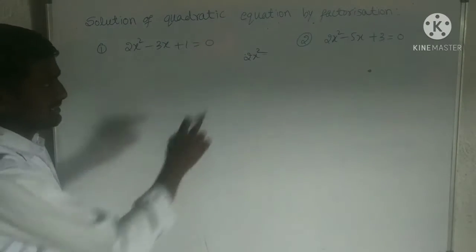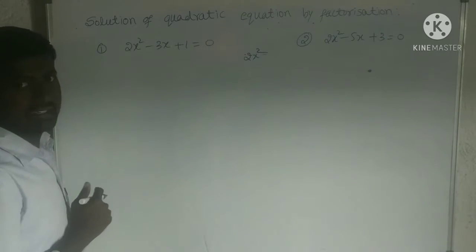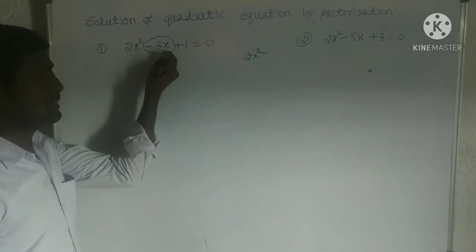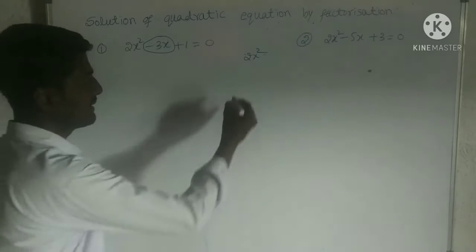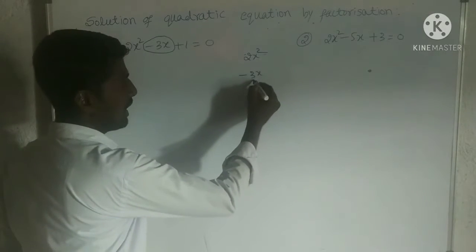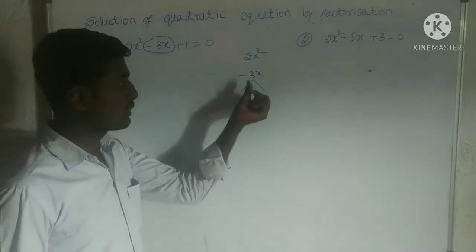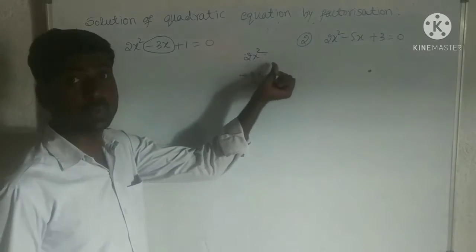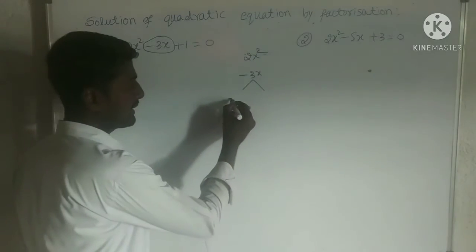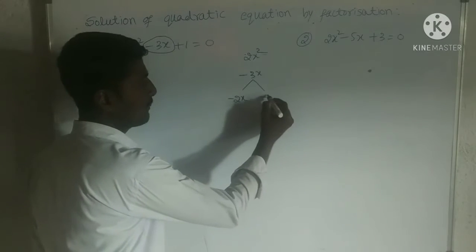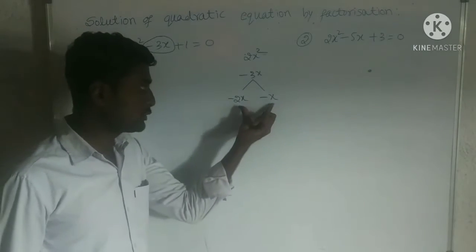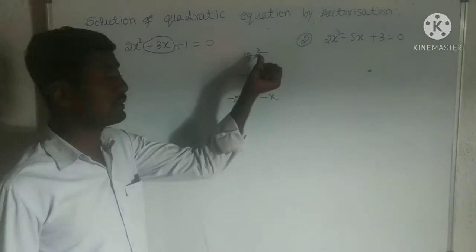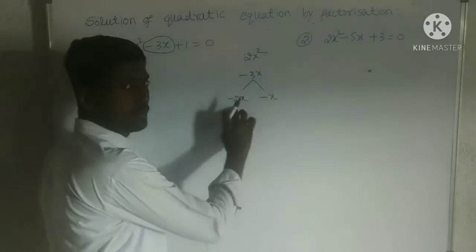This is the first condition. Then the second condition: see the middle term. The middle term here is minus 3x. I have to split this middle term, minus 3x, in such a way that after adding the two terms I should get minus 3x, as well as after multiplying these two terms I should get 2x square. See here how we can take. I will take minus 2x minus x. After adding these two terms, I should get minus 3x. That is one condition. After multiplying these two terms, I should get 2x square.